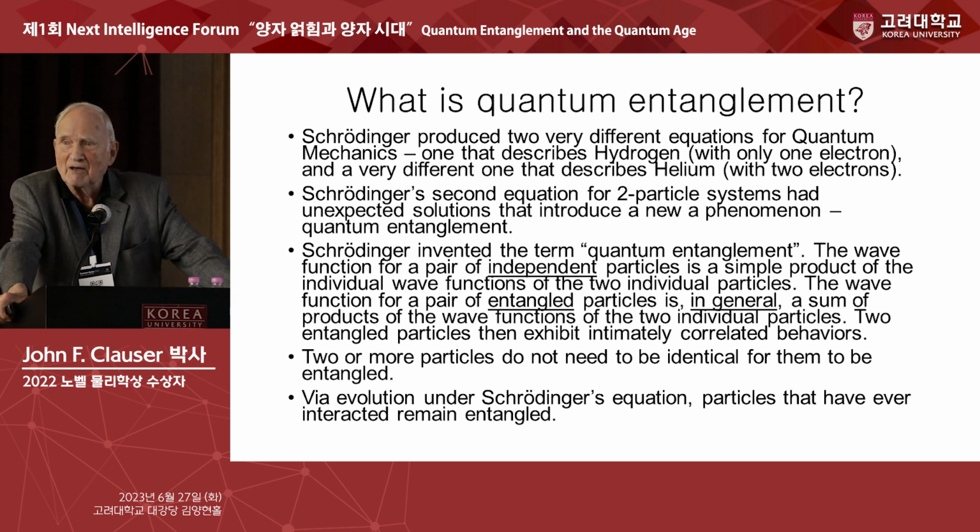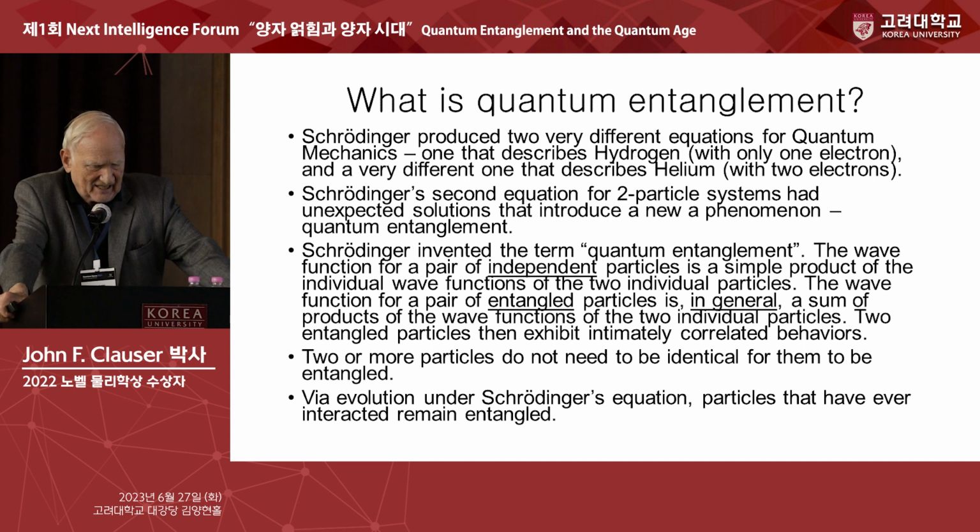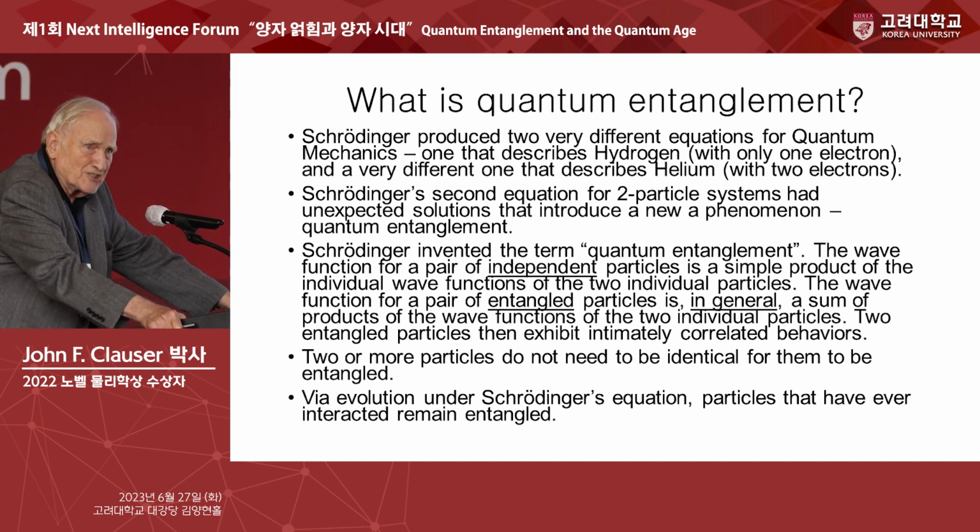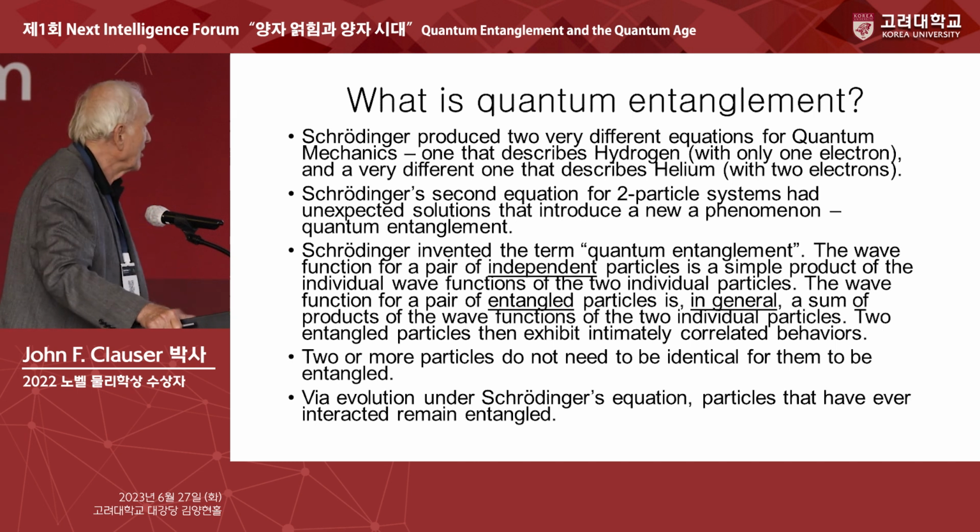Let me start out with describing what is quantum entanglement. Way back at the beginnings of quantum mechanics, Schrodinger produced Schrodinger's equation, as we've all heard. And actually, he produced two equations. The first one was for hydrogen, for a single particle system. Hydrogen has only one electron. And then he produced a second equation for helium, which has two electrons. So we had two different equations. First one for single particle systems, and one for systems with more than one particle.